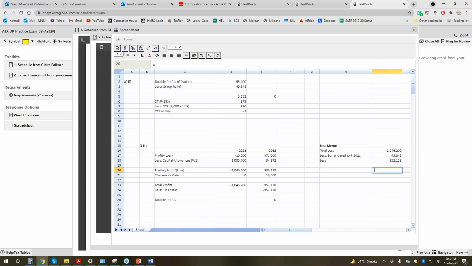How much losses are left? Let's quickly check. 44230 is the amount of losses that has been left. Remaining losses. So what to do with these losses? In the next year, it can surrender this amount of loss to P again. So I will copy this and paste it here.